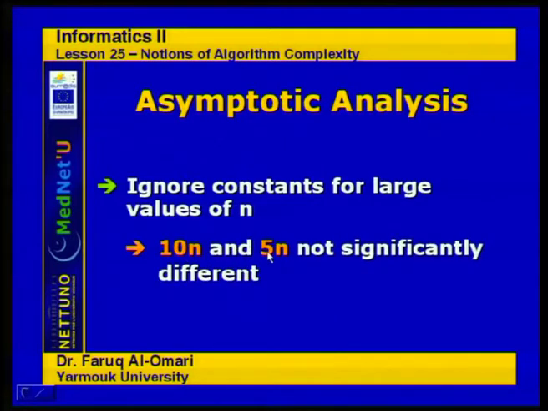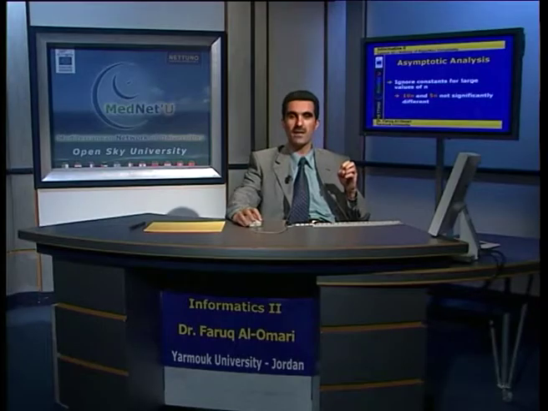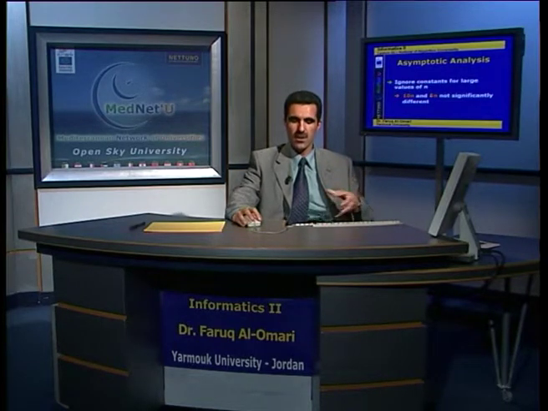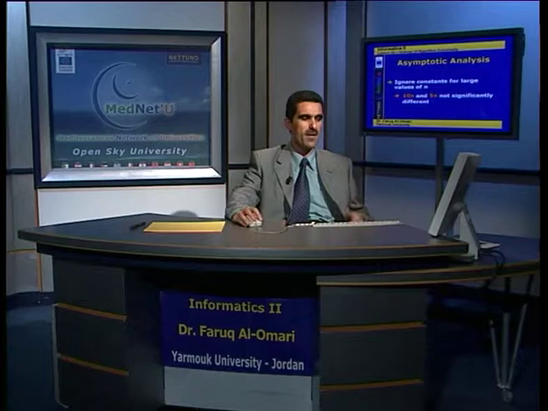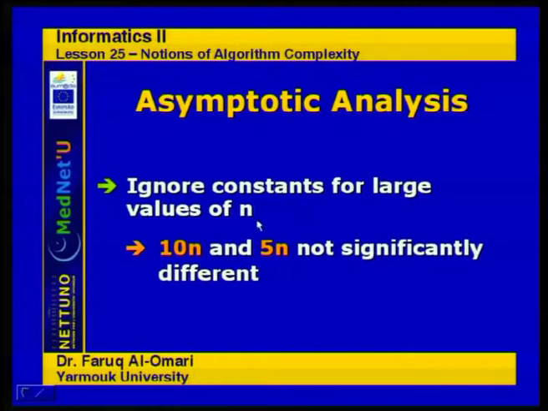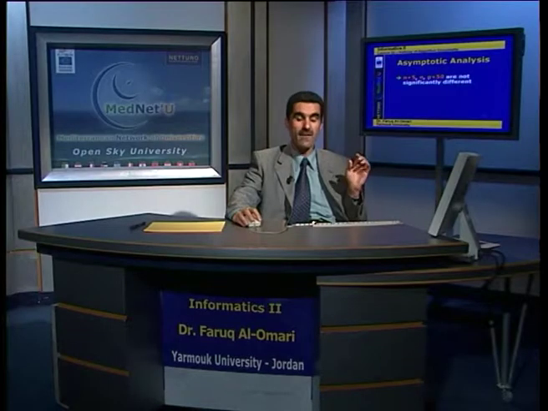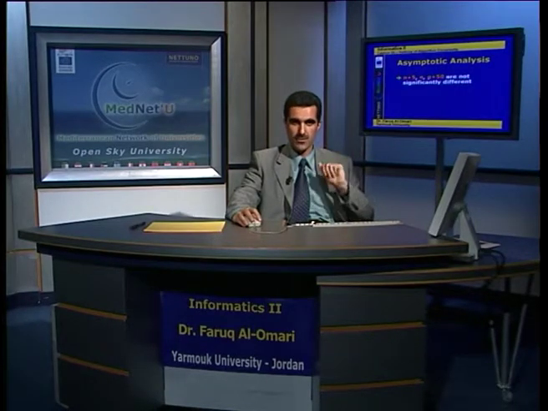Like 10n and 5n, they are not significantly different, especially when n is very large. So these details are not really very important. The behavior of this cost function and this cost function are practically the same. So basically, n plus 5 or n or even n plus 50 more or less mean the same. Of course, that's when I have very large n. Otherwise, the thing is critical and I cannot use asymptotic analysis.